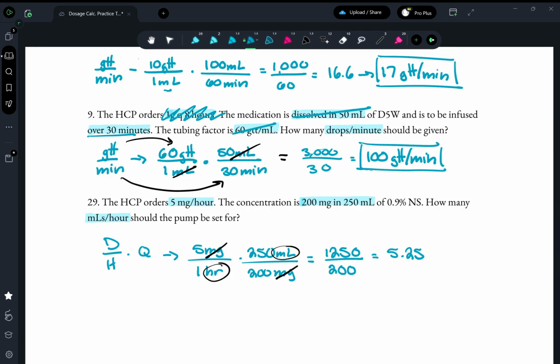I think the book actually rounds this one up to 6, honestly. Let me see. It doesn't round it up to 6. I think I wrote it wrong. Hold on. 250 divided by 200 times 5 over 1. Oh yeah, I wrote it wrong. It equals 6.3. And we're just going to go ahead and round that down to 6 mLs per hour.